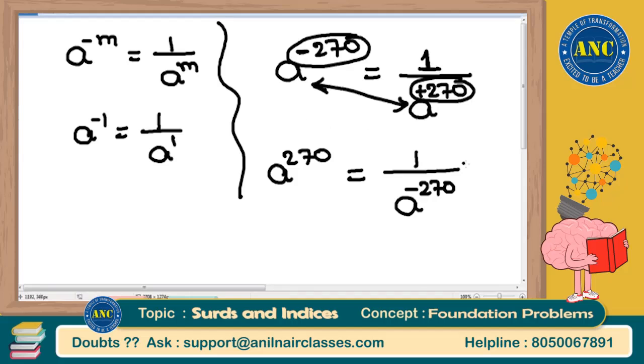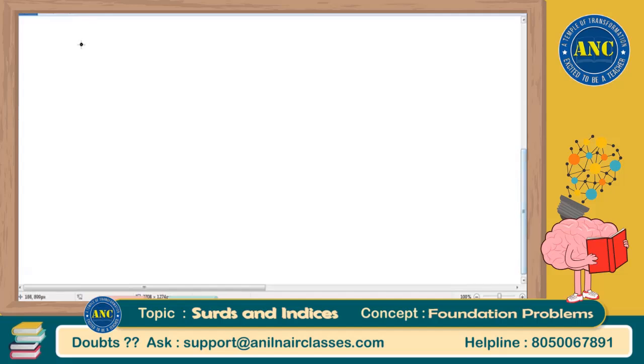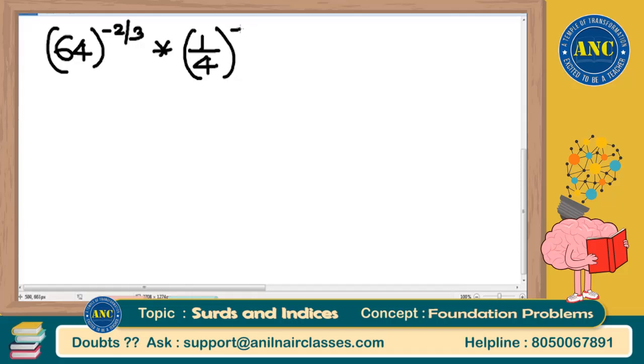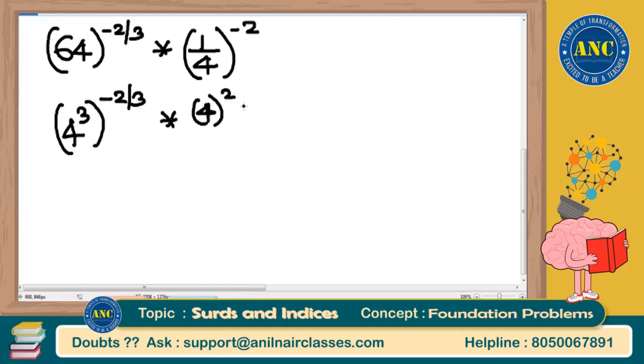Now see here, suppose I have a negative power, it makes no difference. Suppose I have 64 to the power of minus 2 by 3 into 1 by 4 to the power of minus 2. I have negative powers. 64 can be written as 4 cube. 4 cube to the power of minus 2 by 3 and 1 by 4 power minus 2. If I want to make it positive, put it in the numerator in this case, because 1 divided by 1 by 4, that 4 will come above. So it is 4 power 2.